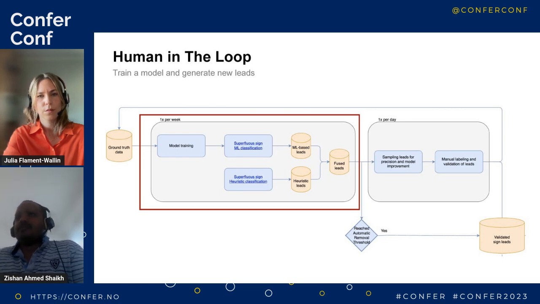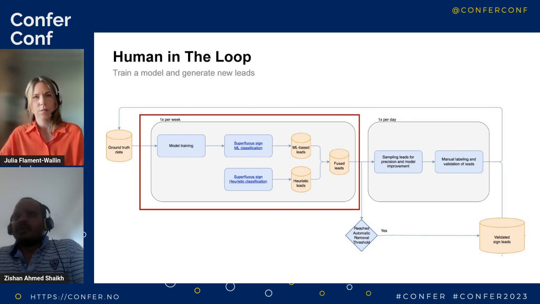Then you fuse them, and you would have a couple of types of leads where both the methods agree. This would say that the precision is pretty high. Then you would have cases where the machine learning model says superfluous, whereas the classification says otherwise. And these would be the undesired behavior cases, which I mentioned before.